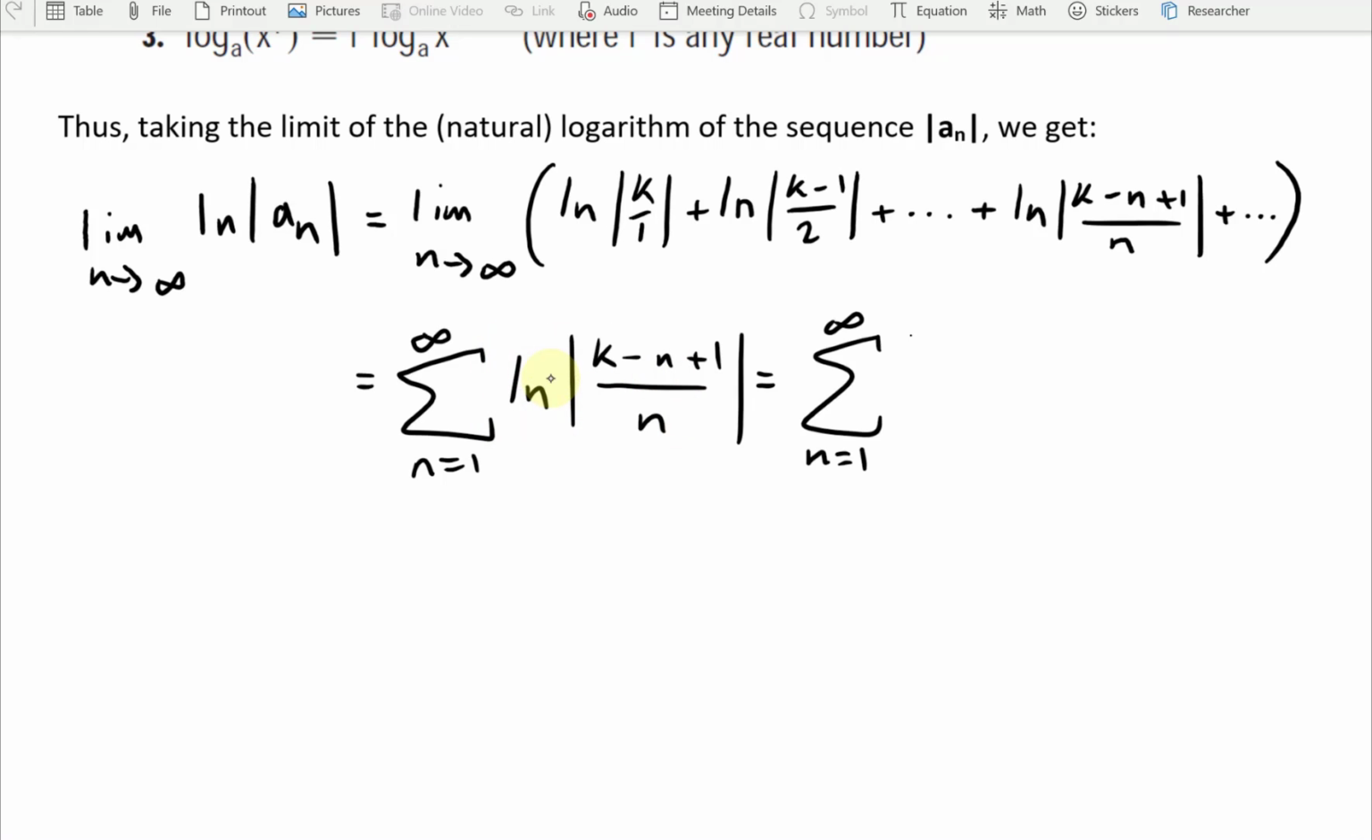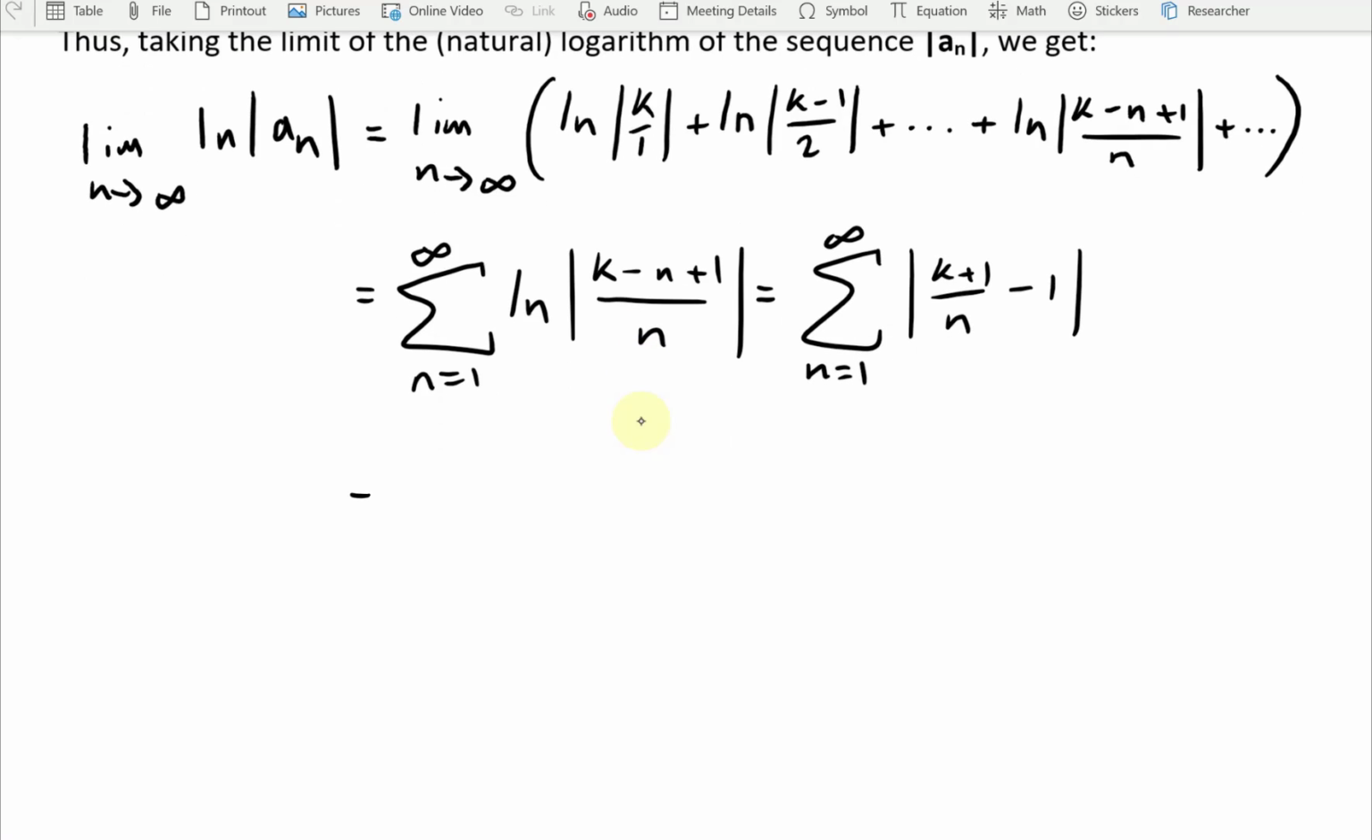Now we just divide this n inside, and also I'll write this as k plus 1 over n, so we move this over, and then we can subtract negative n divided by n, which is equal to 1. So minus 1, like that. Well, before I get to that, we know that we're looking at the case where k is between negative 1 and 0.